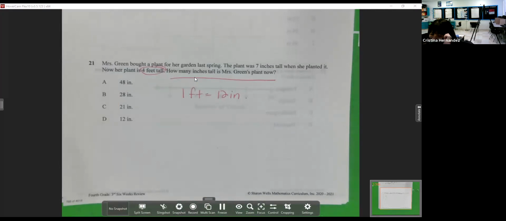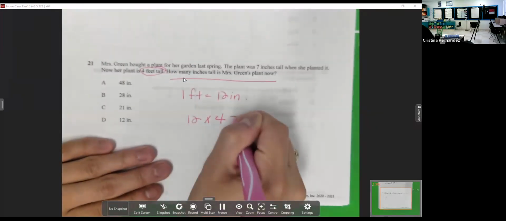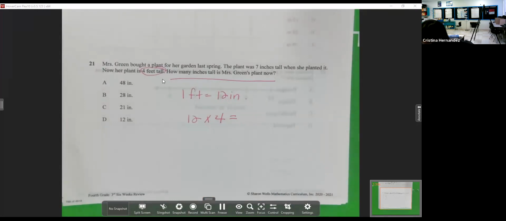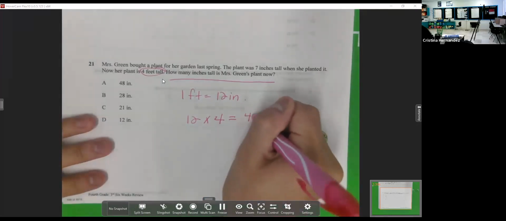So now, if her plant is 4 feet tall, how many inches tall is it? What do we need to do? Who remembers? Daniel, looks like you're trying to talk. 12 times 4. Maybe y'all do remember that. 12 times 4. And what do you get? How many inches tall is her plant? 48. There you go.